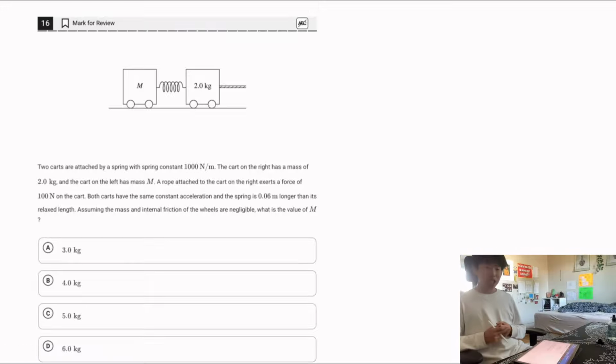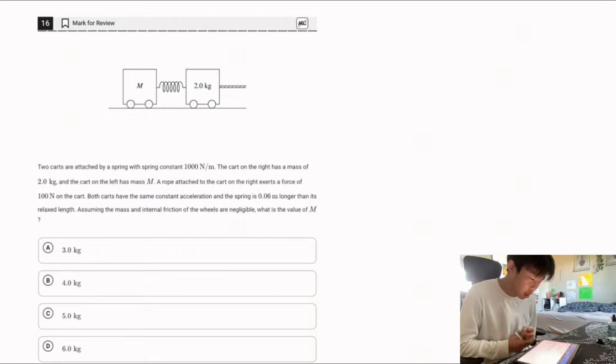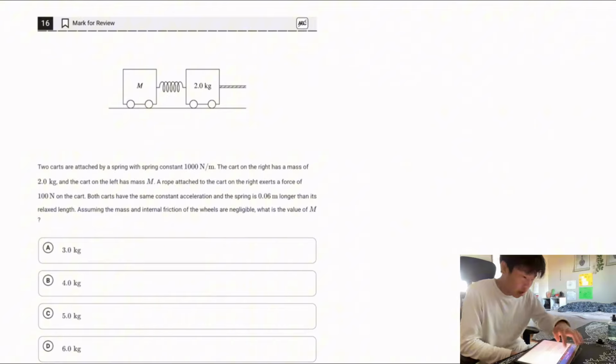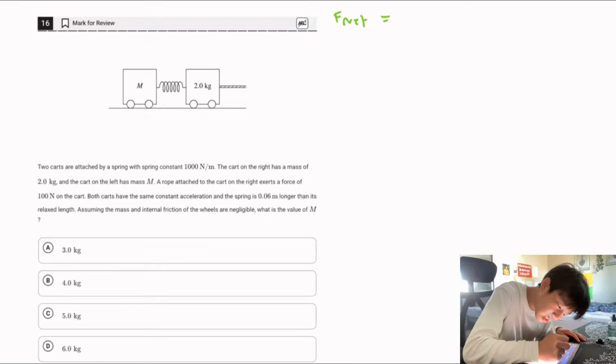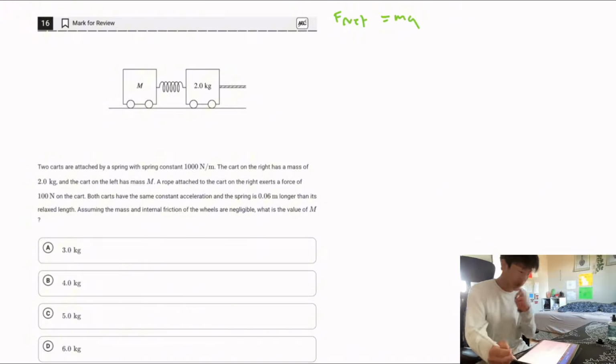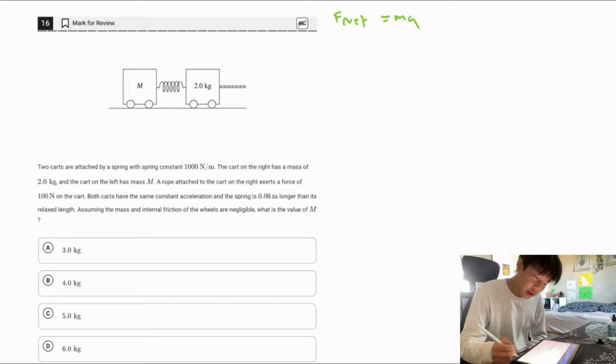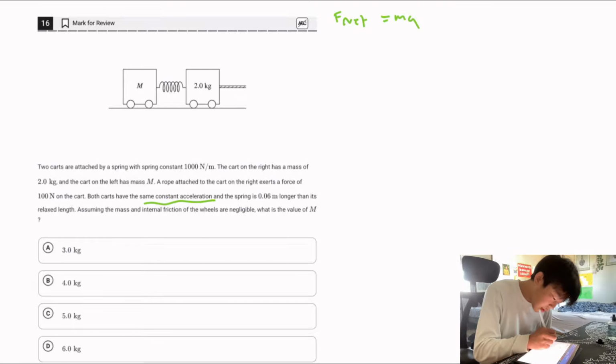Next question. For this next question, it's asking about springs, tension. I know it looks really hard. I just spazzed out on this one, but as long as you've been doing what you've been doing the past 5 questions, which is just write F net is equal to ma every single time, you're going to get it right. So F net equals ma. Is there acceleration, or is F net going to be equal to 0? There is, because there's constant acceleration.